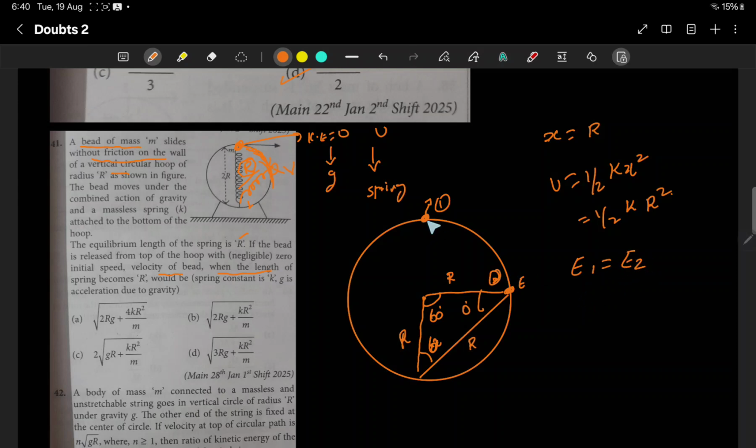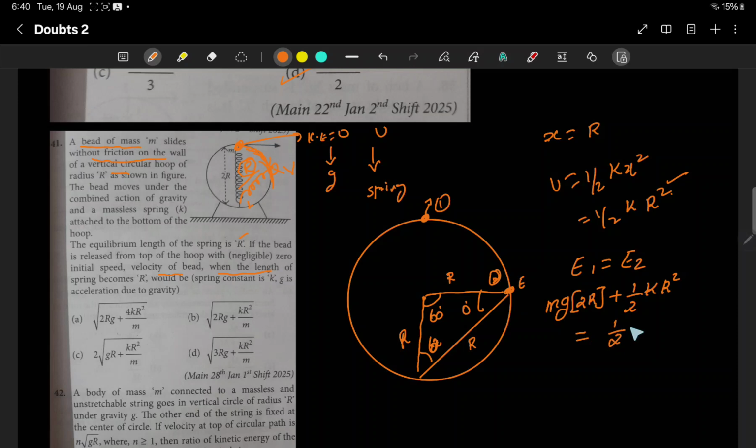What is the total energy at point 1? Here you will have gravitational potential energy and then spring energy. Gravitational potential energy is mgh. The total height here is 2r, so 2mgr, plus spring potential energy. Spring potential energy we already discussed, that is half k r squared. So this should be equal to the total energy at this point. How can we find the total energy at this point? At this point the spring is at its natural length, so there is no spring energy. So you will have only potential energy and kinetic energy.